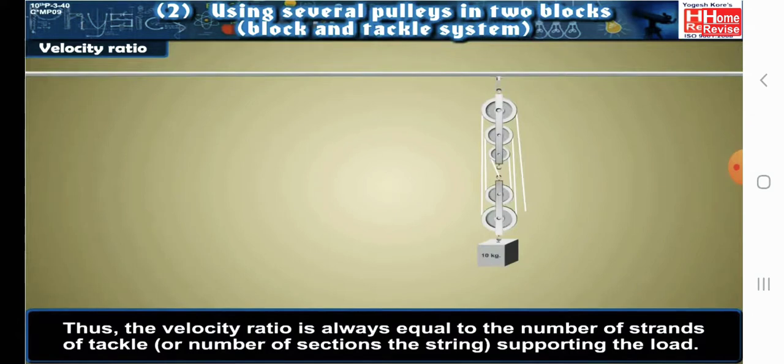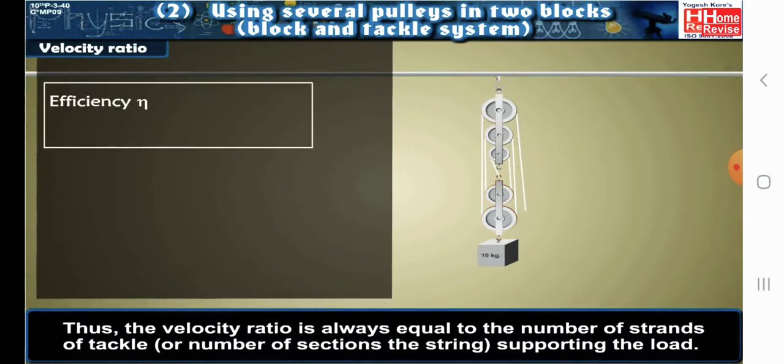Thus, the velocity ratio is always equal to the number of strands of tackle or number of sections of the string supporting the load. Efficiency eta is equal to MA upon VR, which is equal to N upon N, which is equal to 1 or 100%. Let this be equation 25.